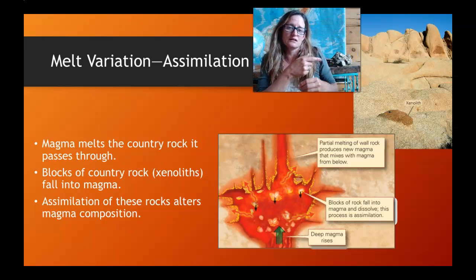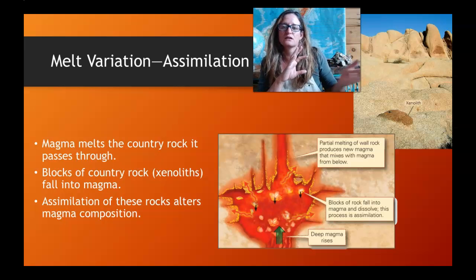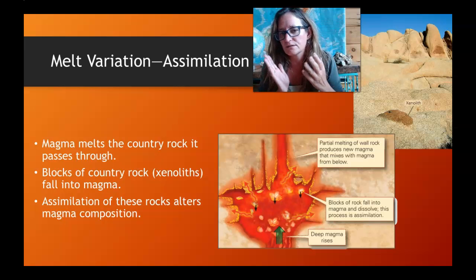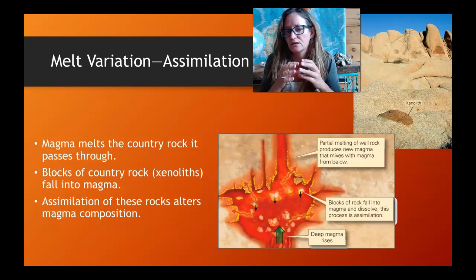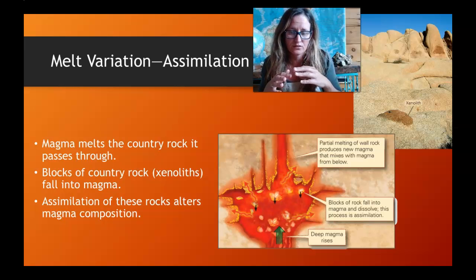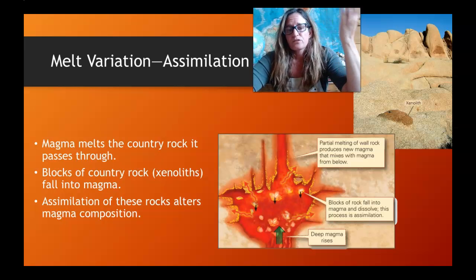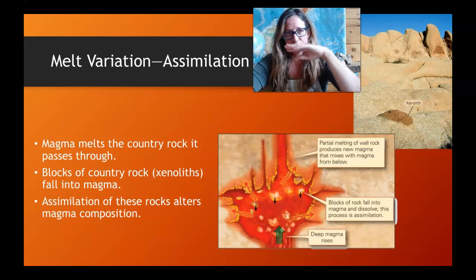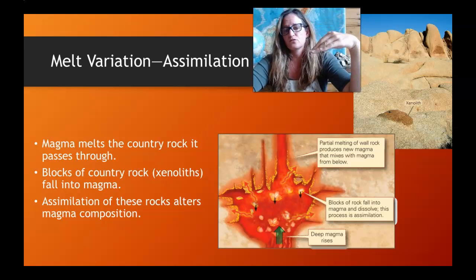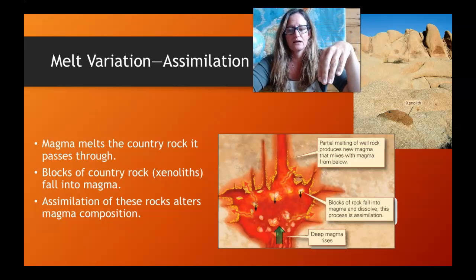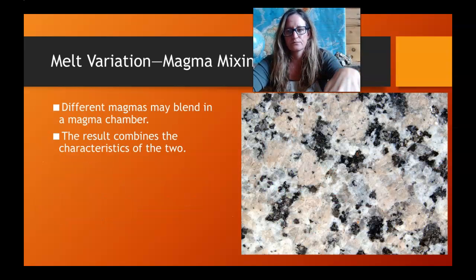Here's a picture of a xenolith. A xenolith is a piece of that country rock or the wall rock that didn't totally melt. It's just sitting there in the magma. Then the magma cooled and crystallized around the xenolith. So if that happens, it's not going to alter the chemistry. But for the most part, that xenolith would get melted into the magma, assimilation.